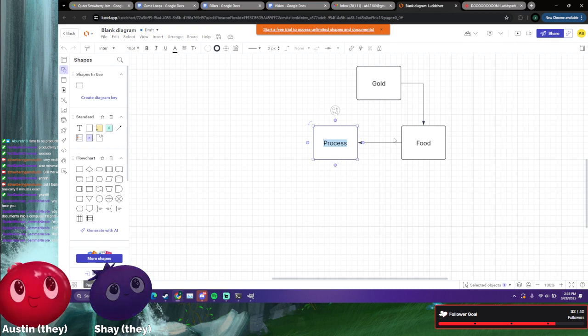Actually, I want to change this a bit. Actually, no, I'll stick with food. And then food we can spend to increase our population. Then our population produces gold for us to use to buy more food to get more population. It is a feedback loop.